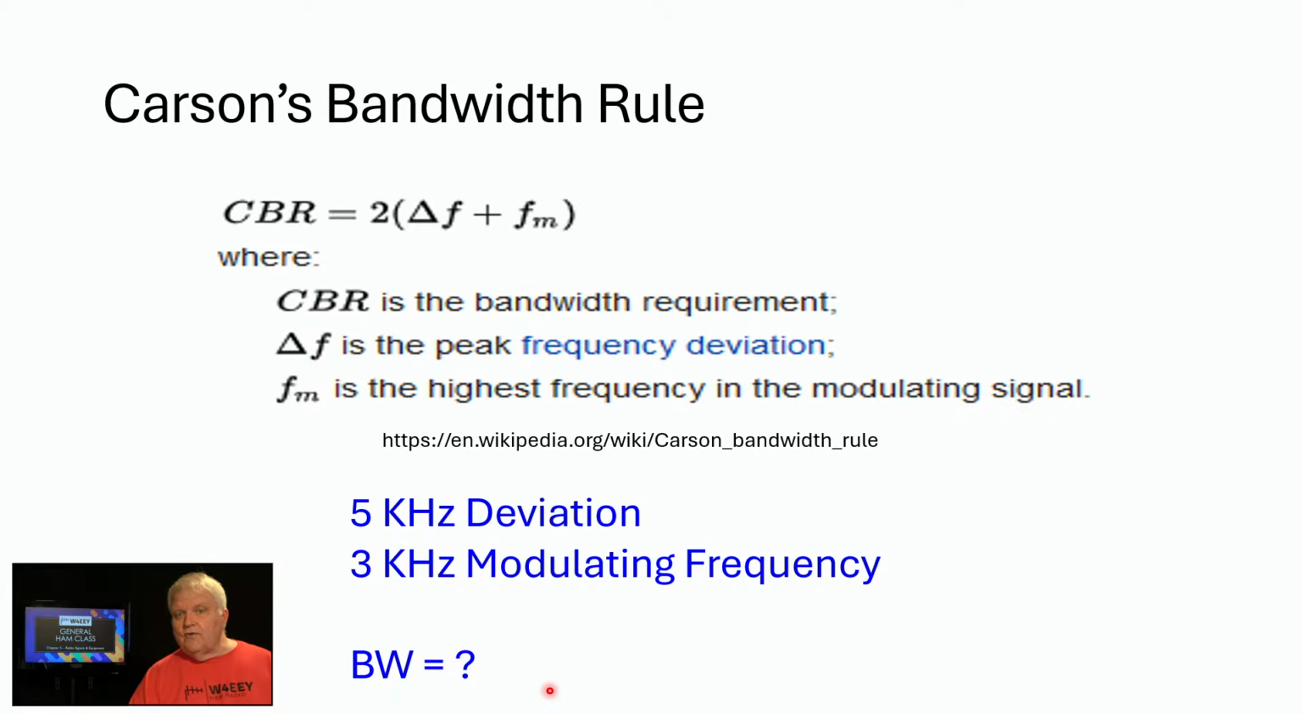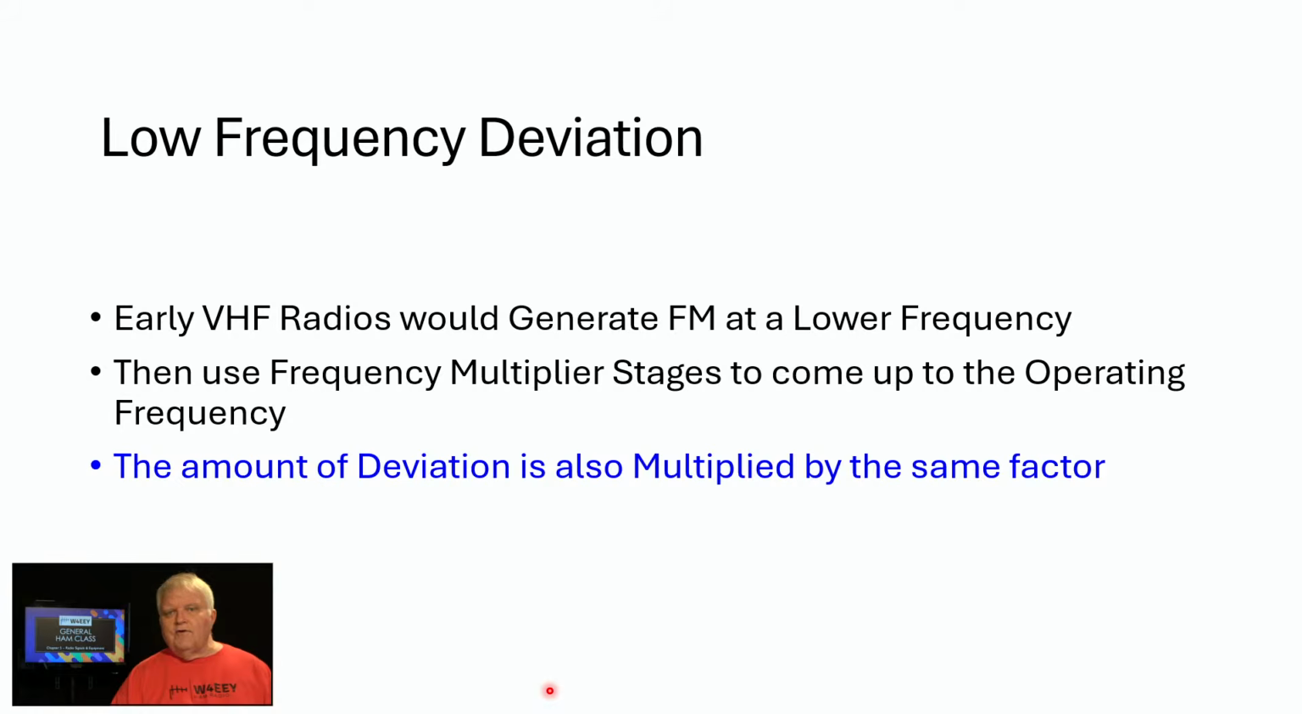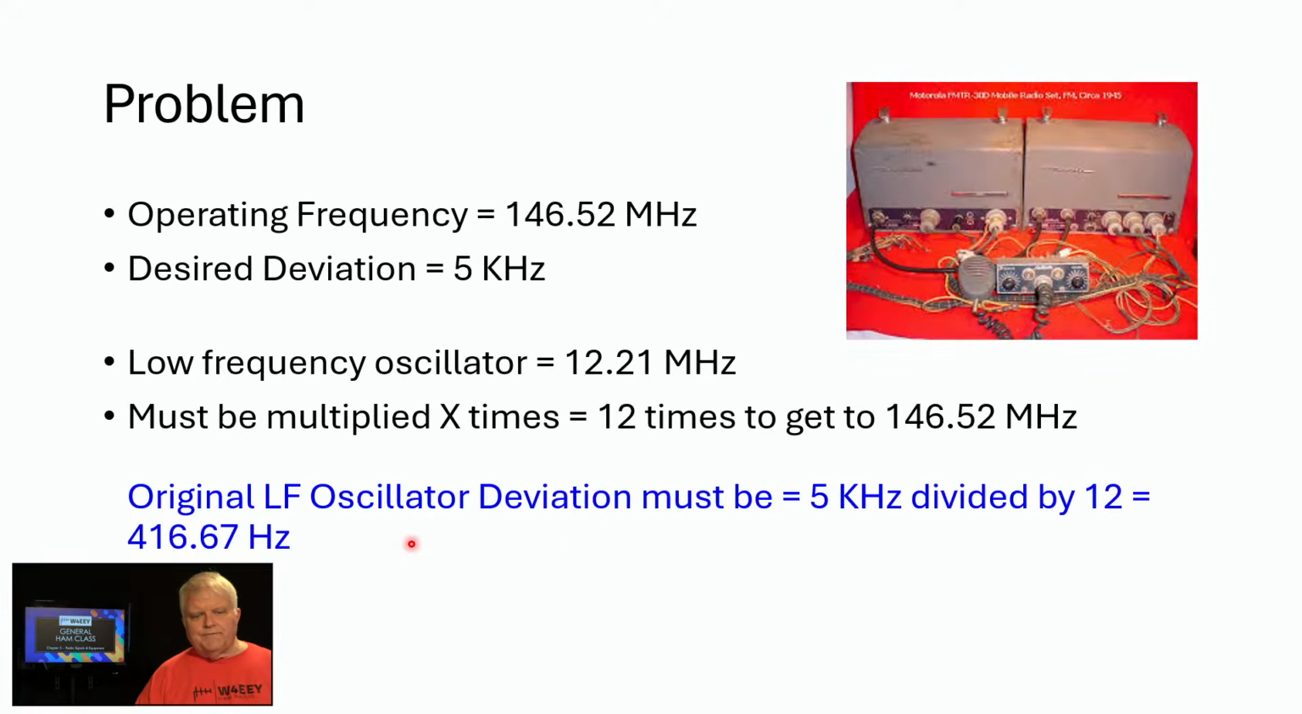Now, I mentioned those early VHF radios that used frequency multipliers. They would generate their FM signals at a lower frequency and then use frequency multiplier stages to come up to the operating frequency on VHF. Well, an interesting fact is that the amount of deviation is also multiplied by the same factor. And this leads to a question on the test. So here we have an older radio with an operating frequency of 146.52 megahertz. The desired deviation is 5 kilohertz.